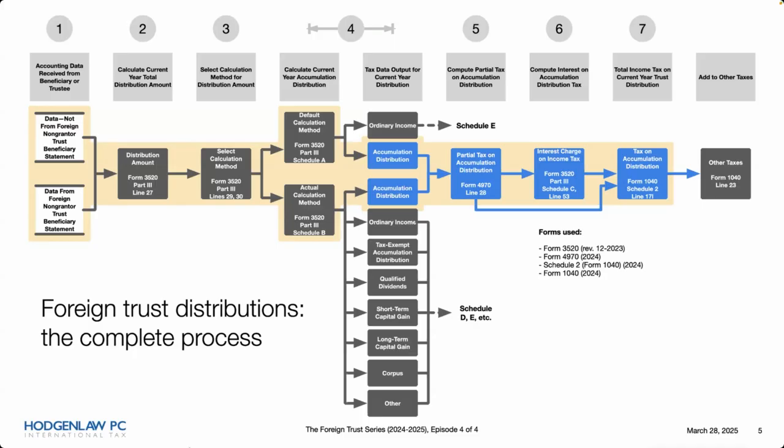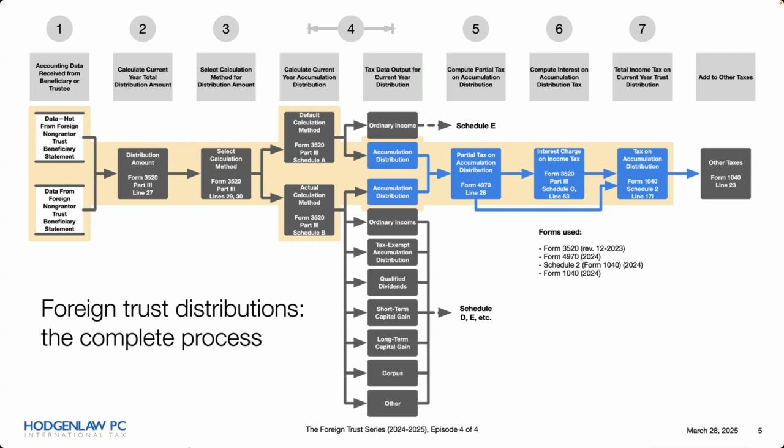Once you have an accumulation distribution, you're going to go to Form 4970 to calculate a tax. You're going to take that tax over to Form 3520 Part 3 Schedule C, and calculate an interest charge on top of that tax. Those 2 numbers are combined on Form 3520 Part 3 Schedule C, and that single number gets ported over to Schedule 2 of Form 1040, and you can take it from there.